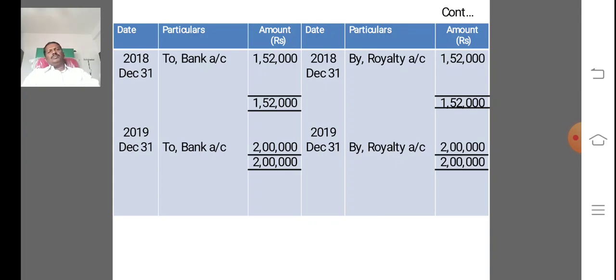So this method we are using in the form of ledger. So these three accounts are to be opened. What are the ledger accounts to be opened in the books of lessee without minimum rent? One is landlord account, another one is royalty account, another one is short workings account.